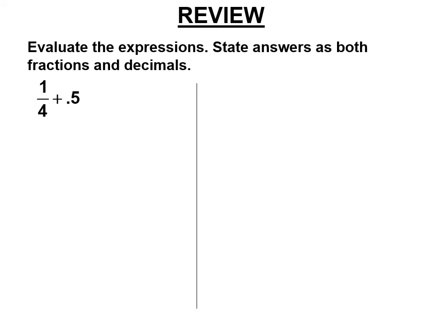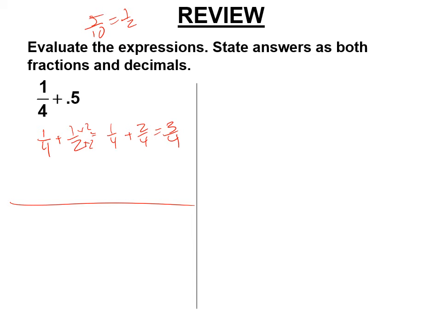State answers as both fractions and decimals. So I'm going to do it twice, right? The top one, I'll do as fractions: 1/4 plus 5/10. Now I could use 5/10, but I know 5/10 is 1/2, so I think 1/4 plus 1/2 is easier, because then that's 1/4 plus 2/4, which is 3/4. Now, you've memorized 3/4, so you should know the decimal answer, but let me show it.